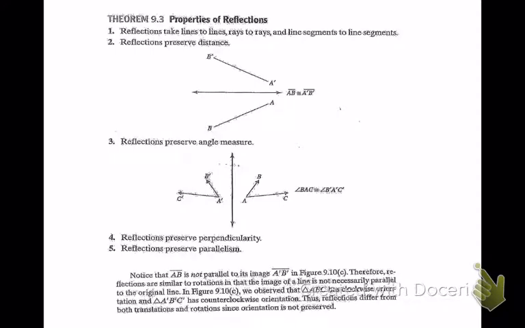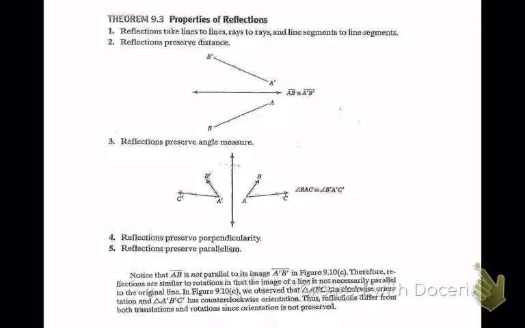Properties of reflections. Reflections take lines to lines, rays to rays, and line segments to line segments. They preserve distance. They preserve angle measure. They preserve perpendicularity. And they preserve parallelism. So the same five as the others, except the one thing they don't preserve that the others do, that we've talked about so far, is orientation.